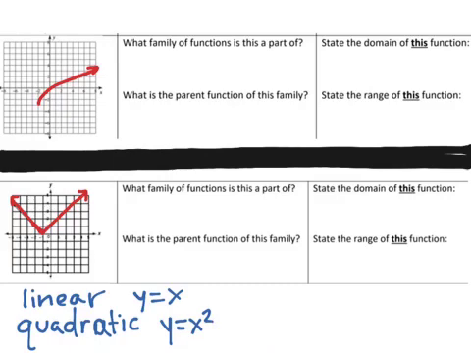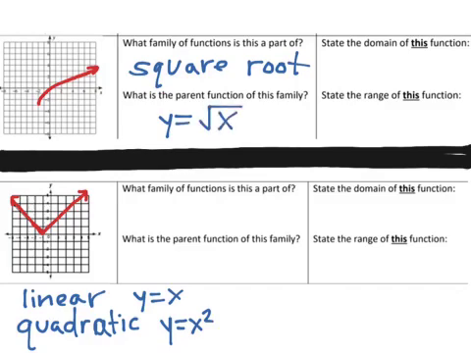Alright, so this top one here, we have a square root function. And this parent function would be y equals the square root of x. And the parent function, y equals the square root of x, that would actually be about like that. But we have one that's been shifted left and down a little bit, so it's a little bit different. And we're going to talk about the domain and the range.